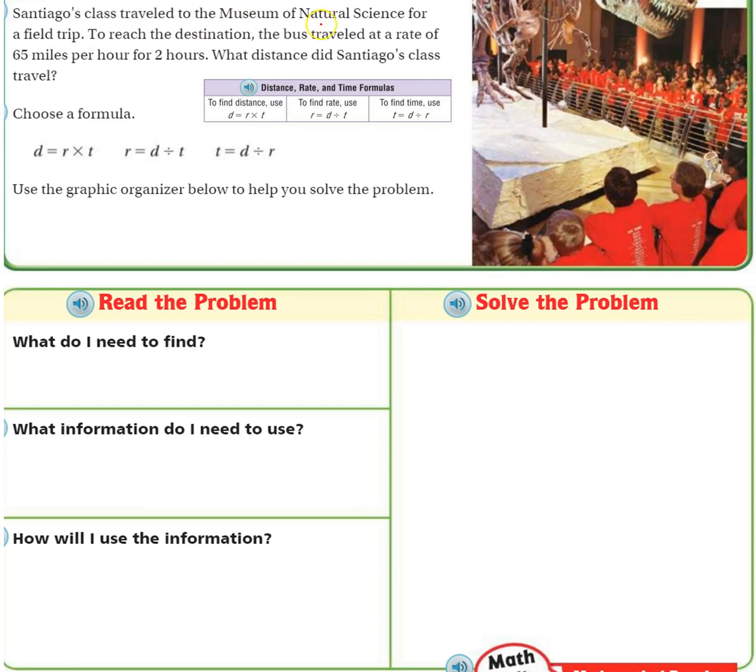Santiago's class traveled to the Museum of Natural Science for a field trip. To reach the destination, the bus traveled at a rate of 65 miles per hour for 2 hours. So we have the rate and we have the time. What distance did Santiago's class travel? That's our question. So we need to find distance. So we're going to be using this formula. That's the distance formula. So what do I need to find? I need to find the distance.